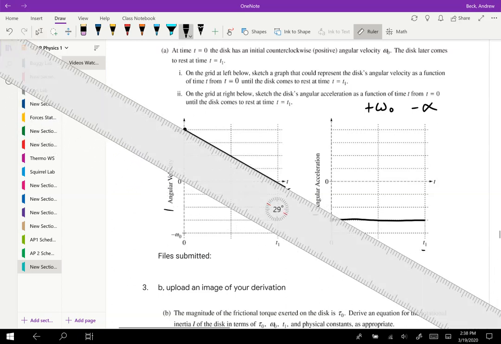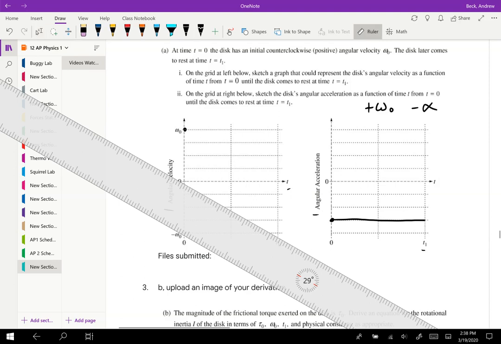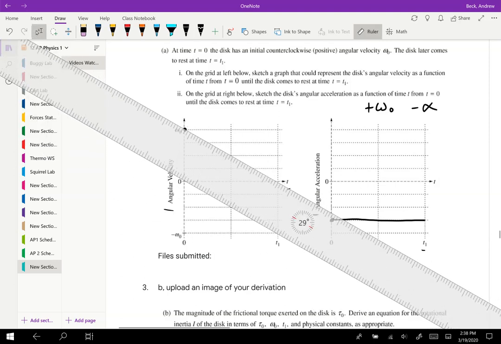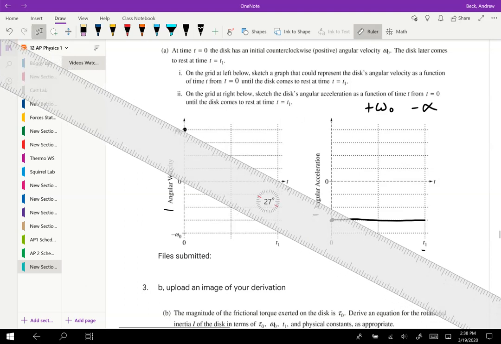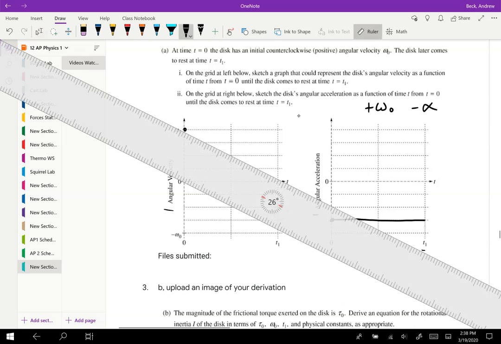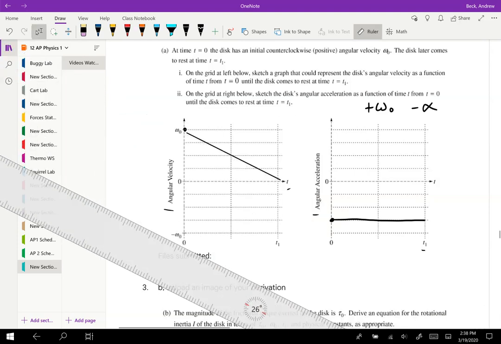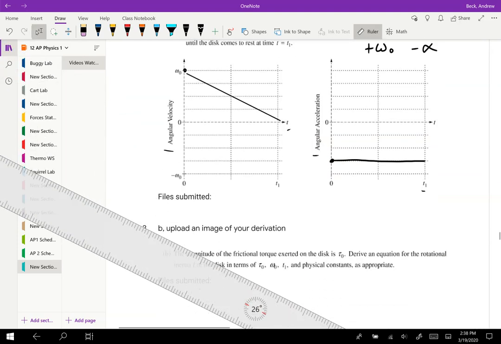So that is a constant negative value that should stop at 0, but I overshot it a little bit. Sorry about that. Oh my gosh, maybe this ruler wasn't a good idea. I figured if I have the tools, I may as well use them. But yeah, whatever, you get the gist. All right.